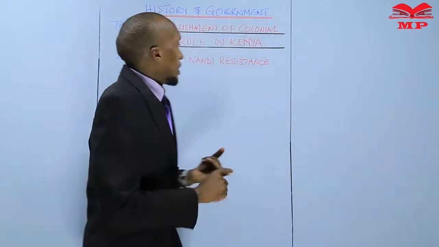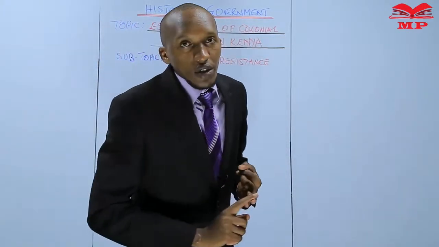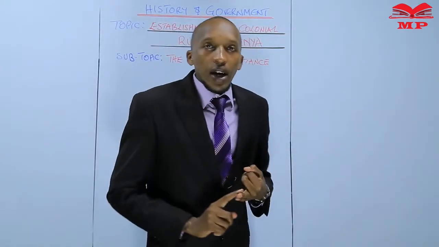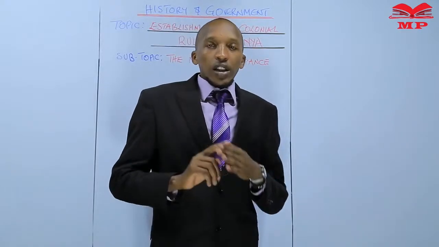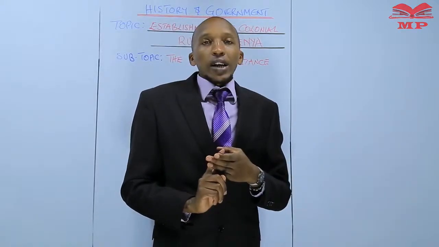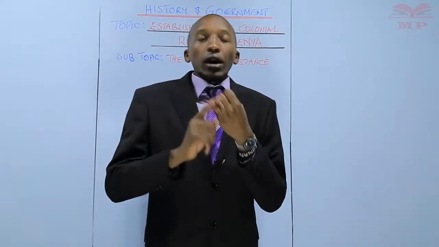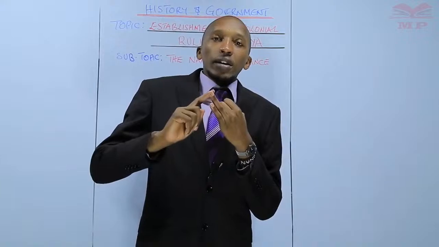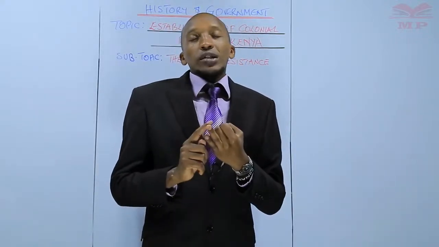Some of the communities that resisted include the one that we are studying, that is the Nandi. Which are the other communities that resisted? We mentioned that in our introductory lesson. We said the other one is the Agiriama. We also mentioned the Bukusu and the Somali. Apart from resistance, which was the other method? Number two, which is the other response that the Kenyans gave towards the British?